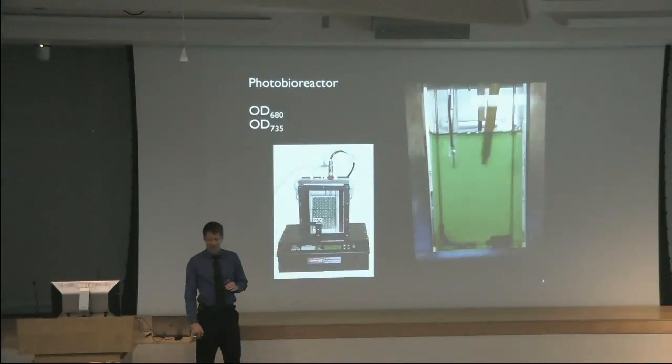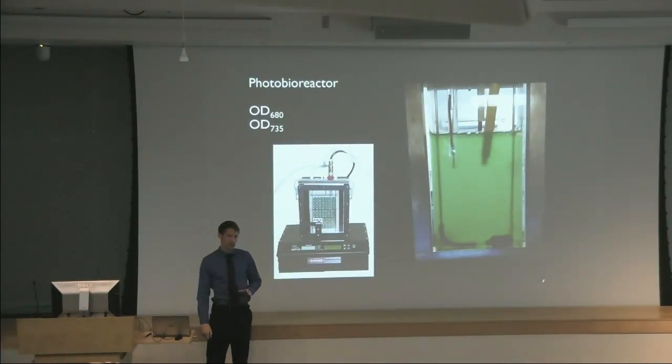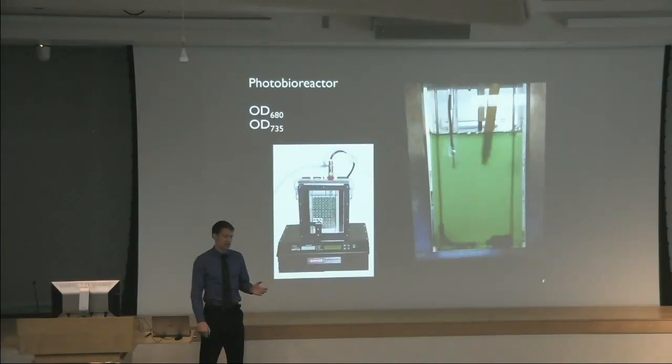And an important ability that this reactor has is to measure these two parameters, the optical density at 680 and the optical density at 735. Optical density is basically how much light at that wavelength the biomass can absorb. In the case of 680 nanometers, that is in red light, and it's an absorption peak for chlorophyll, so it's essentially a measure of how much pigmentation is in the reactor. 735 is in the near infrared, and therefore sort of an analog for turbidity. And in fact, I use optical density at 735 as an approximation of biomass concentration.